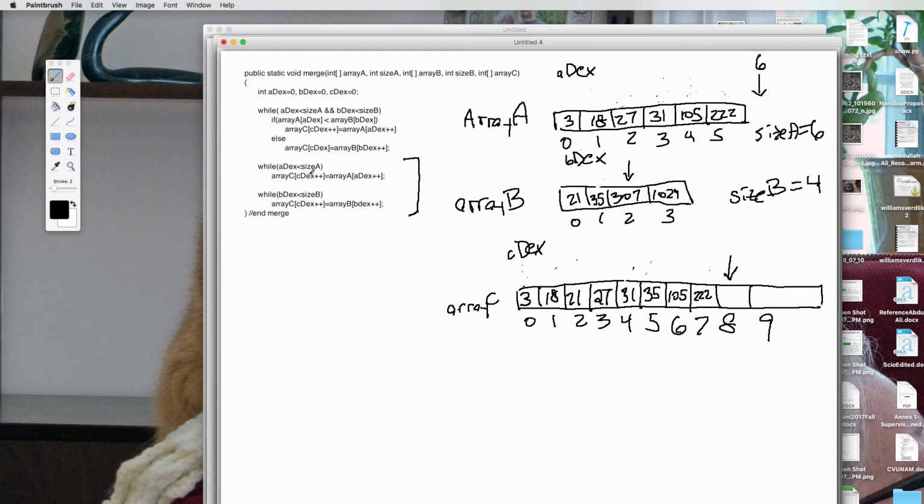Is it possible to do both of these? And the answer is no, because the only way that I'm going to make it down to this part of the program is if one of these conditions here is false. Well, it turns out in this situation here, this condition is false. A dex is no longer less than size A, which means I'm not going to execute this part. I'm going to execute this part. And what that's going to do is it's going to copy the rest of the B array over. So I'm going to copy a 307 here.